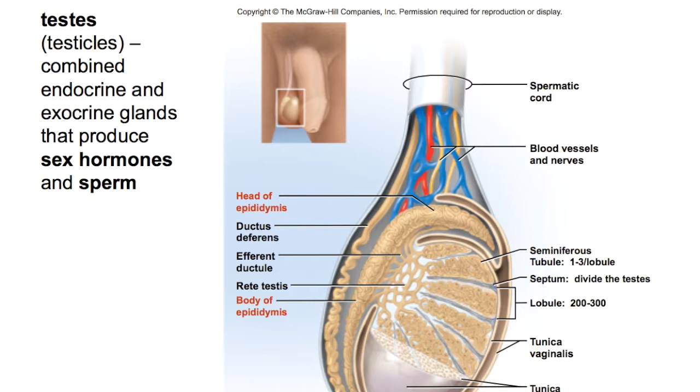So at the top of the testes, you have what's called the head of the epididymis. A lot of the noodle-like vessels will meet here, and this is where a lot of the sperm are going to develop. And then it moves up through the ductus deferens, and that is where it's going to move to the penis.